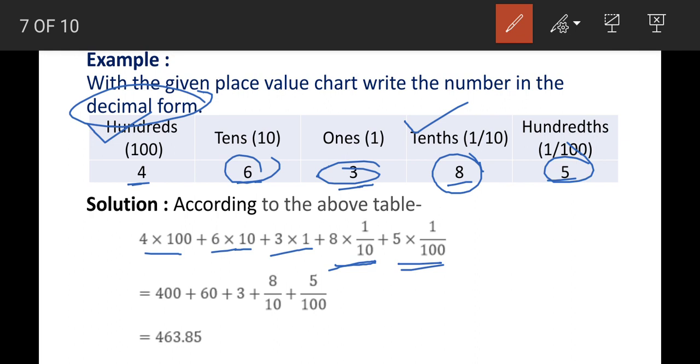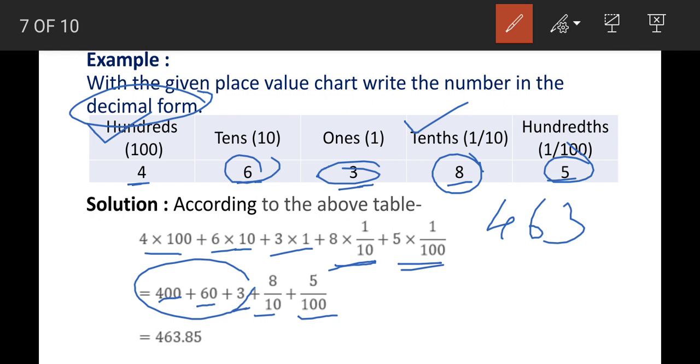Now multiply all this. So 4 multiplied by 100 is 400. 6 multiplied by 10 is 60. 3 multiplied by 1 is 3. 8 multiplied by 1 by 10 is 8 by 10. 5 multiplied by 1 by 100 is 5 by 100. So how to add all this? You already know 400 plus 60 plus 3 becomes 463. Here we will discuss how to add these two. So 8 by 10 becomes 0.8. You have to convert that to decimal. It becomes 0.8 plus 5 by 100 can be written as 0.05.